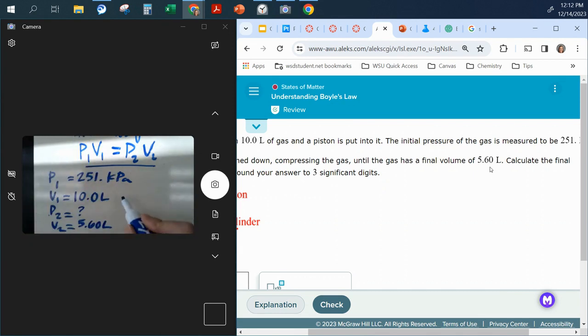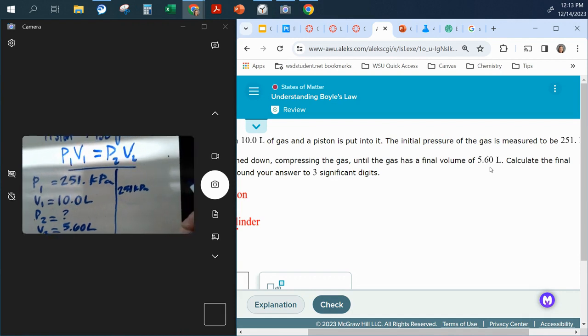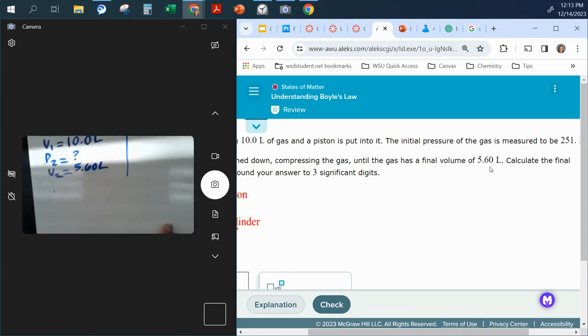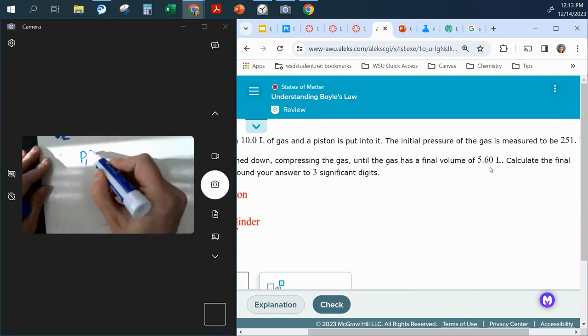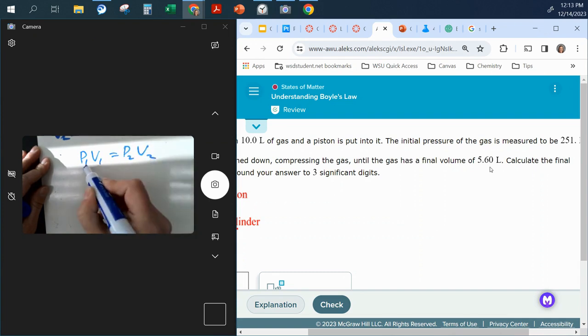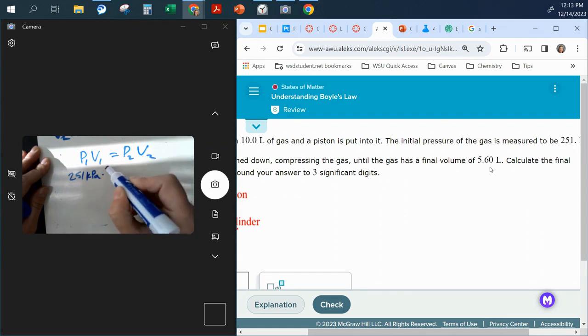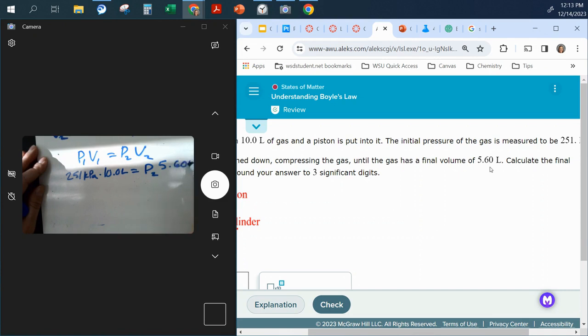Then we just set this up. P1 is 251 kilopascals. I'm going to have to write smaller, and come down here. So P1V1 equals P2V2. P1 is 251 kilopascals, volume is 10 liters. P2 we don't know, that's what we're looking for, and V2 was 5.60 liters.